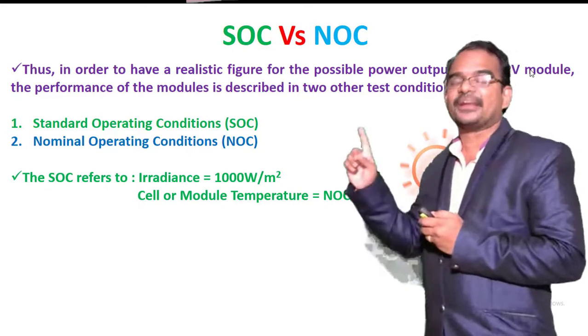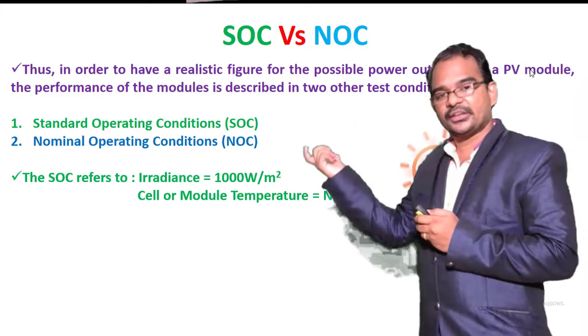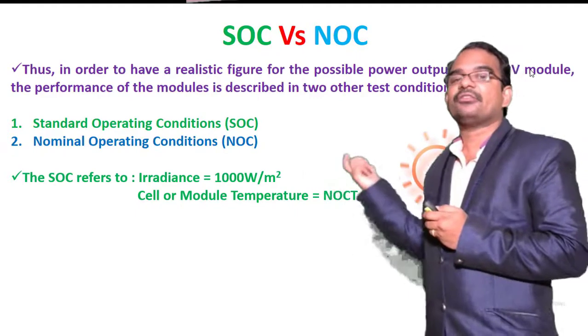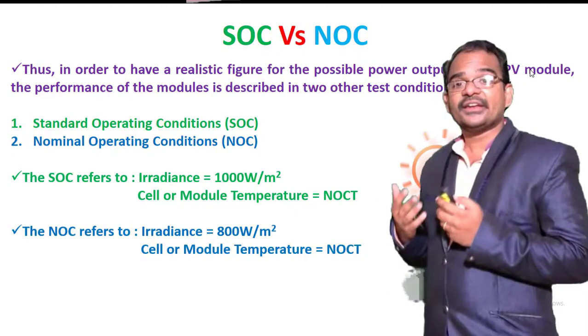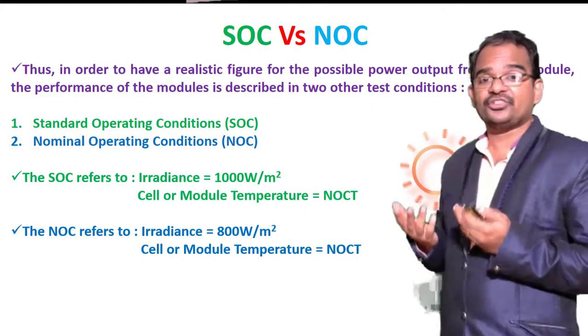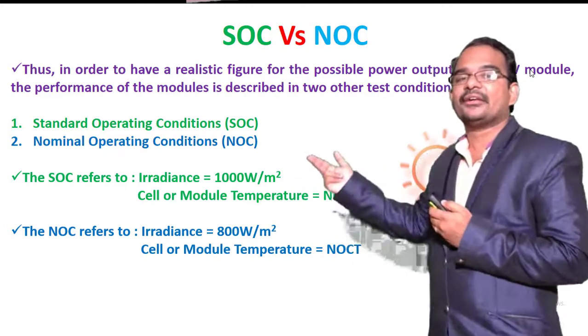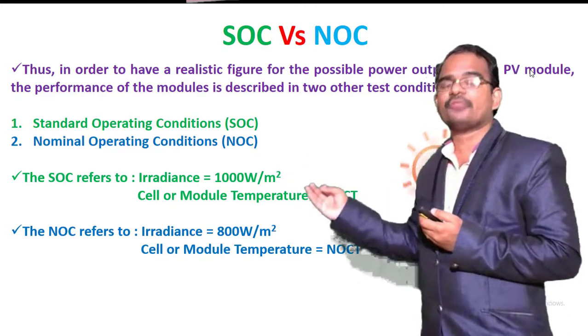We are changing one parameter here. Keeping the radiation at the same place, we are changing the cell temperature to NOCT from 25 degrees centigrade. And what is an NOC? That is normal operating condition. It refers to an irradiation of 800 watt per meter square and a cell temperature of NOCT.